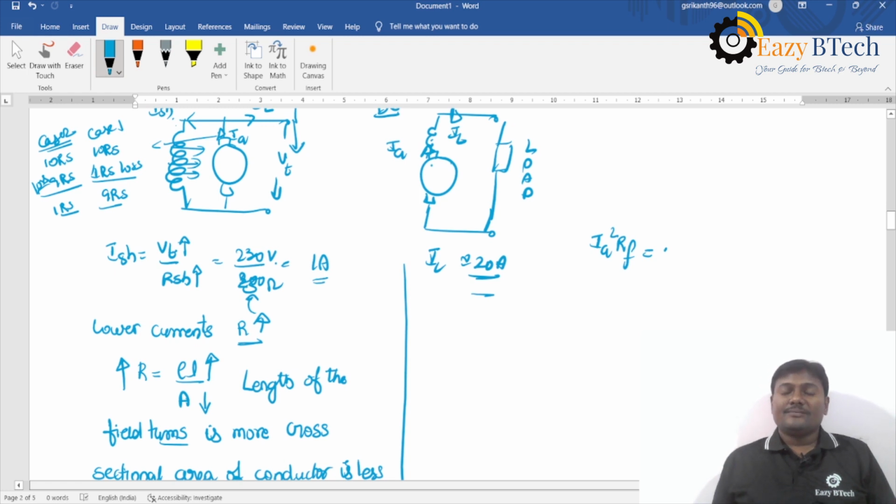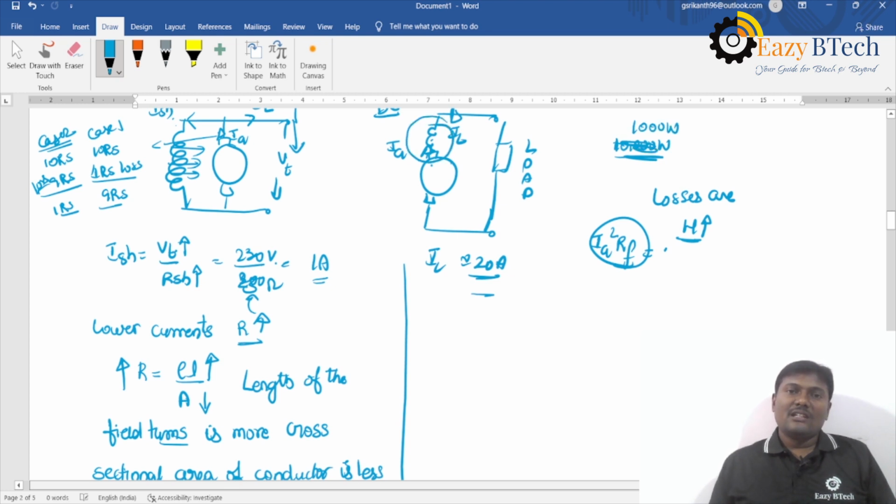If the losses are more, then heat is also more, then the winding will be damaged. Okay, same concept I am using. Suppose I require 1000 watts at the load. But if more loss occurs in a field winding, let us assume 900 watts is the loss, only 100 watts is the utilization. So this is not at all good.